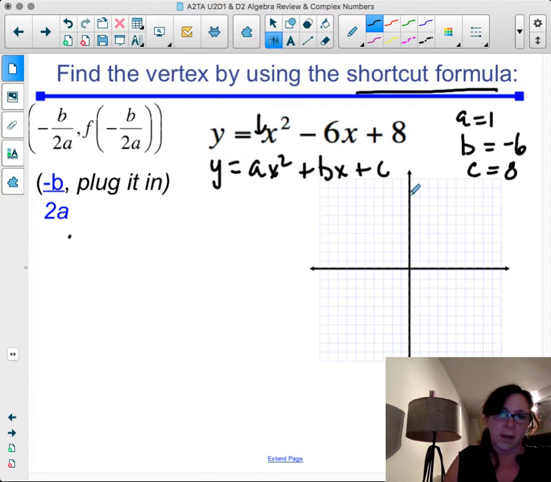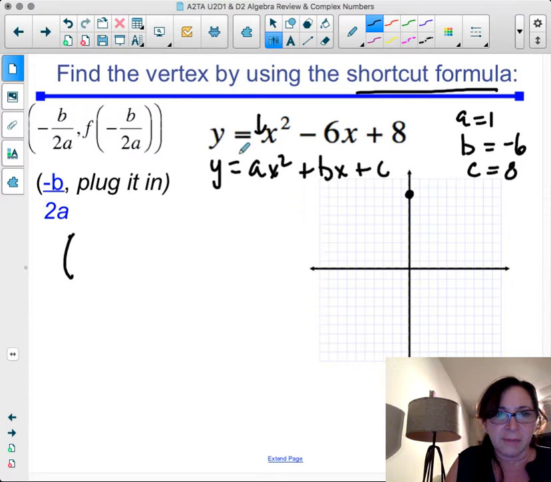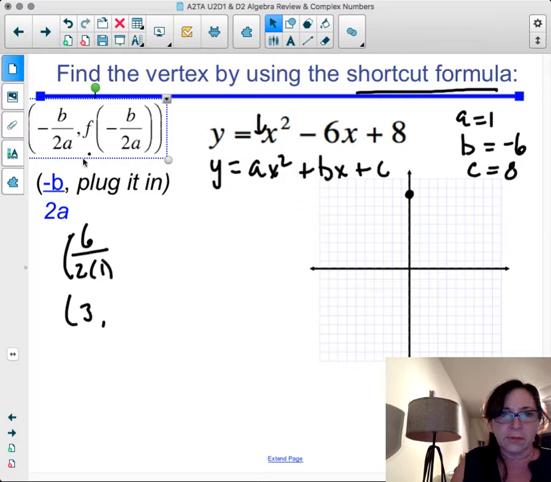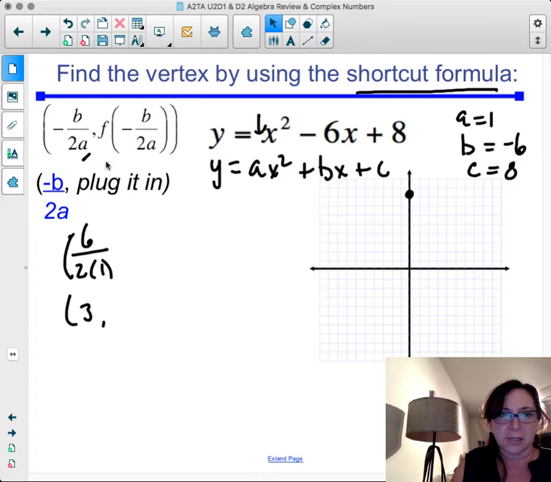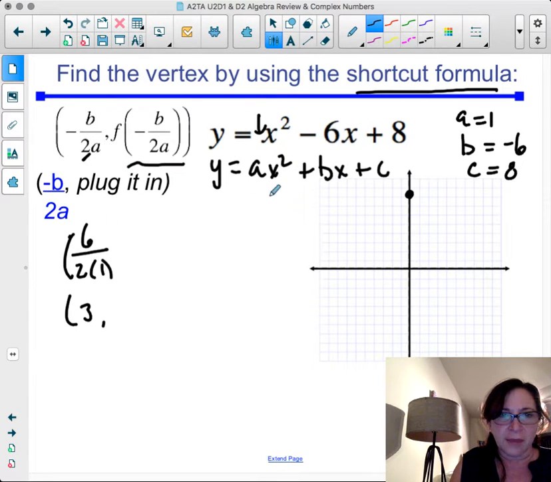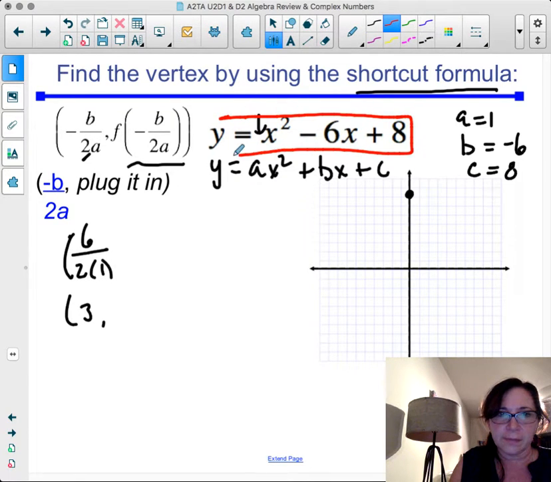Okay. We know that that's 8 here, the same problem. We're going to say negative b, so the opposite of b, which is going to be positive 6, over 2a, so 2 times 1. So this becomes 6 over 2, which is 3. Now, once we have that value, we're going to plug it into our equation. Here's the original equation that I'm going to plug it into.